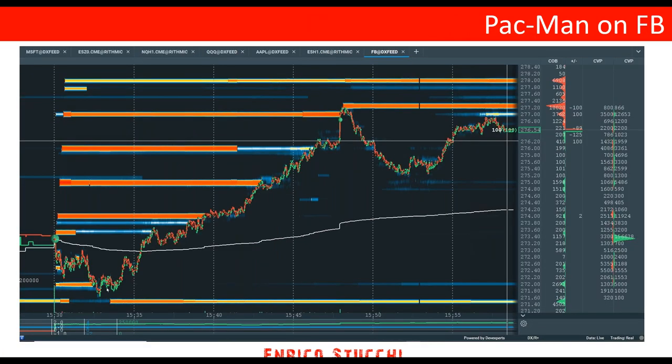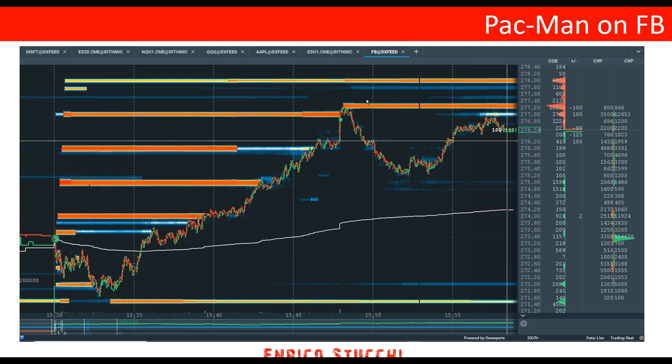Okay, this is, for instance, a Pac-Man pattern on Facebook. Look at this. Absorption, a little bit of incertitude, and the price rises. New liquidity level, just a little bit of incertitude, and price goes up. Another incertitude, price goes up. Here we have a stop run, we'll see in a moment, and the new liquidity level. And here, a new fresh liquidity has been added. And so the price goes down, okay?